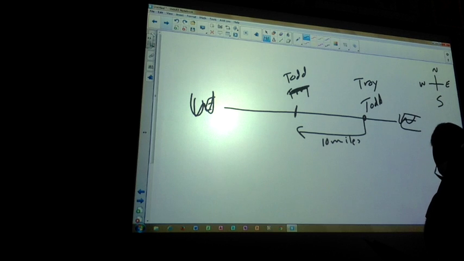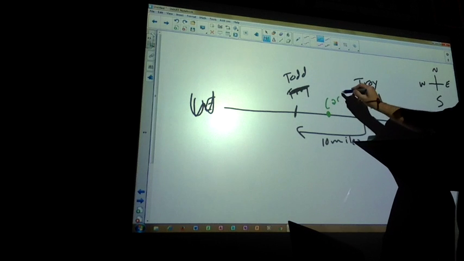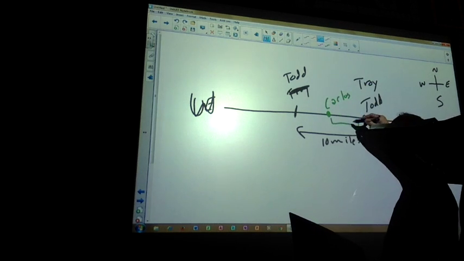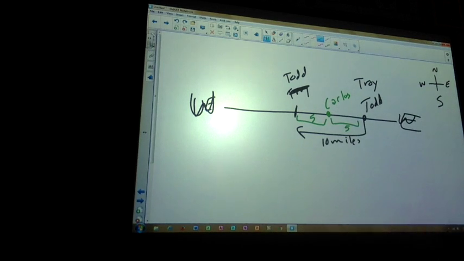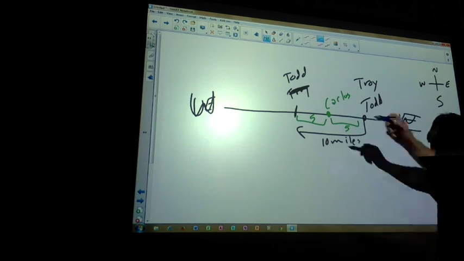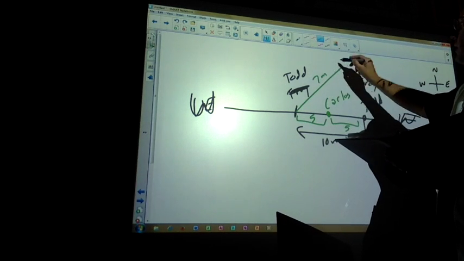Oh wait, we also have Carlos. I forgot Carlos here. Carlos lives on Birch Street, exactly halfway between those two. Okay, so we got Carlos, which means there's a distance of 5 and a distance of 5, right? There's a movie complex 7 miles northeast of Todd. That's 7 miles. That's the movies.